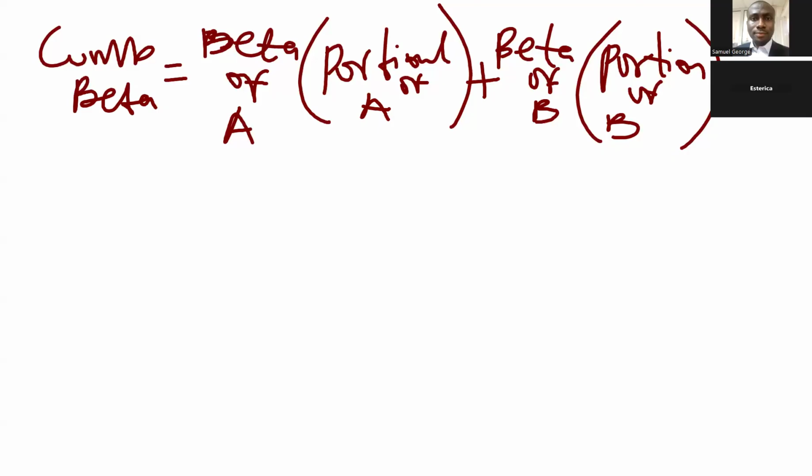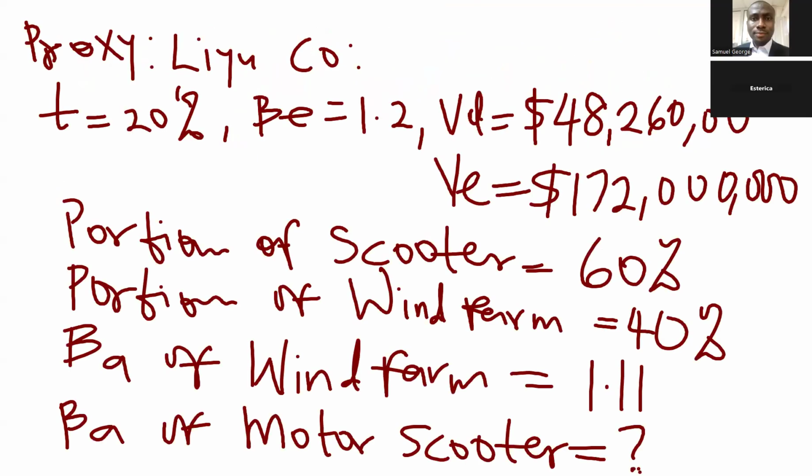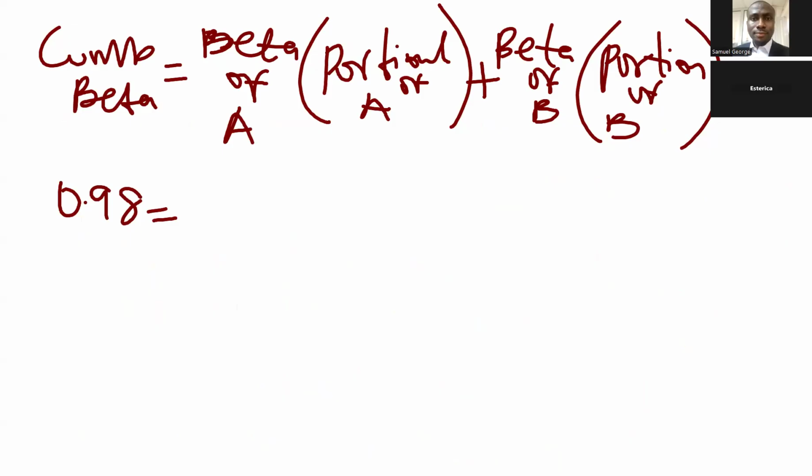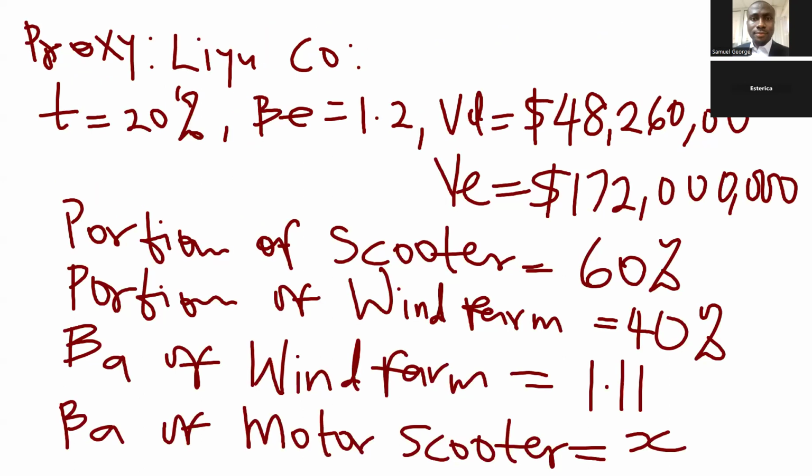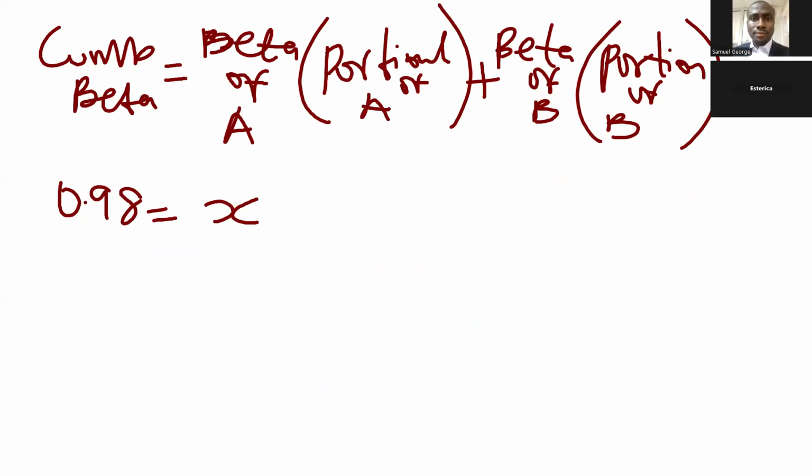Now, if you look at the formula, we already have our combined beta, which is 0.98. Let's say the first activity is scooter, and let's say the beta asset of scooter, don't let me call it question mark, let us call it X. The beta asset of scooter is X. So we want to look for X. What is the portion of scooter according to the question? The portion of scooter is 60%. Wind farm is 40%. So I would say the portion is 60%, which is 0.6.